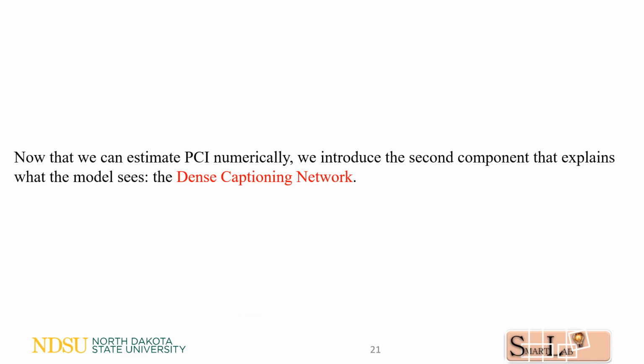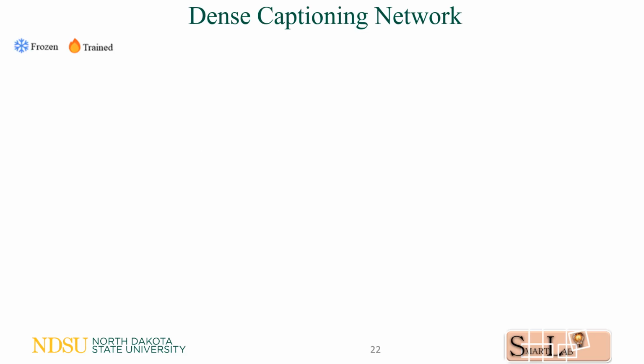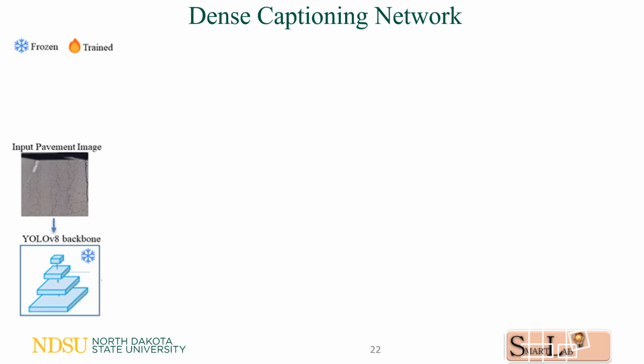Now that we understand the PCI metric, let's move on to how the second component works, which is the dense captioning network. For the dense captioning network, we have the input pavement image. We pass it through the YOLO V8 backbone. The YOLO V8 backbone was extracted from the YOLO V8 model or algorithm, which has already been trained on the pavement images to extract meaningful features.